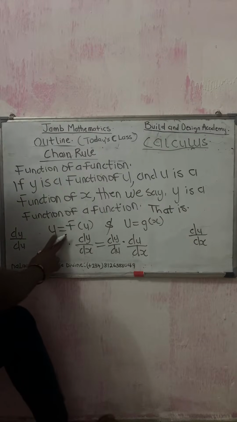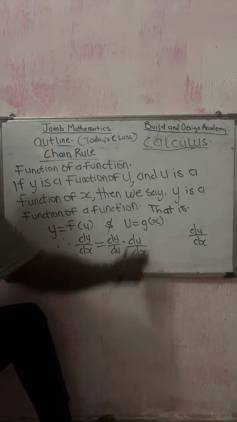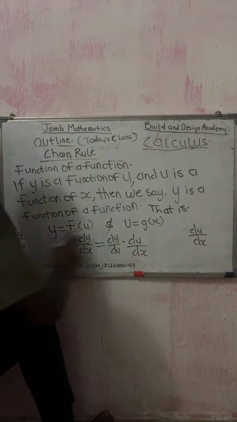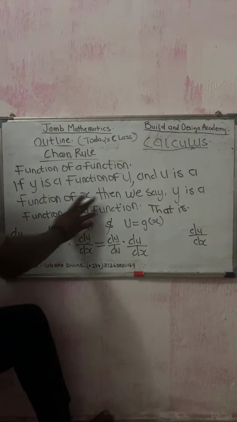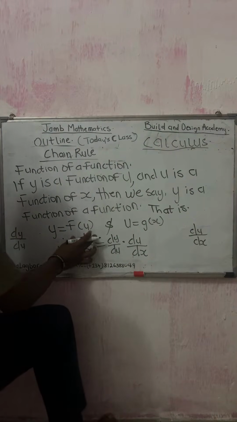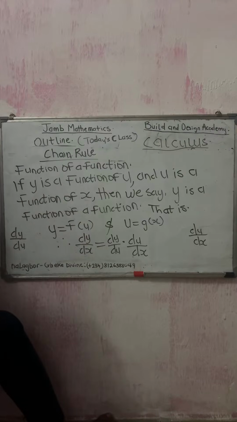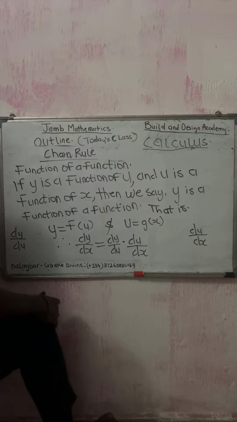So this is what all this grammar means: if y is a function of u and u is a function of x, then if you combine the two of them, dy over du and du over dx, we'll be able to get dy over dx. All the trouble we are going through is just to find dy over dx. Please take note of that. Very, very important. So let's take an example on the chain rule.